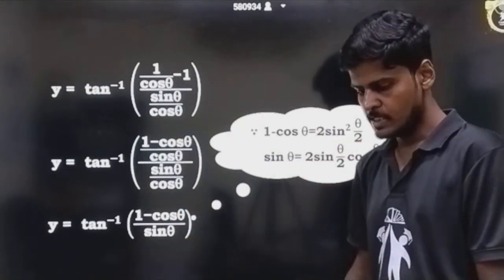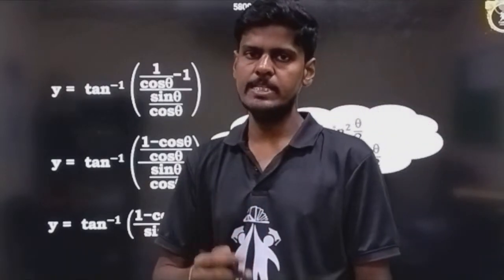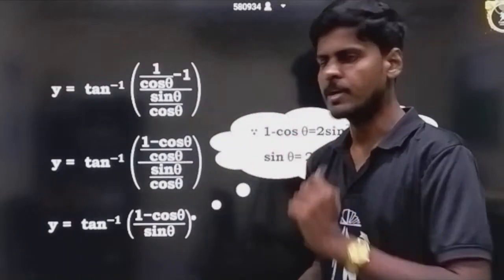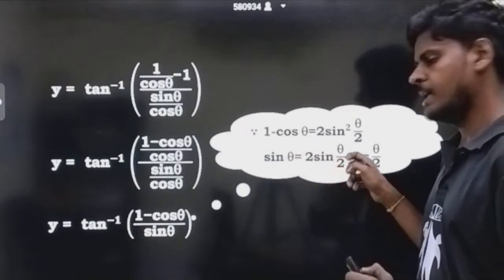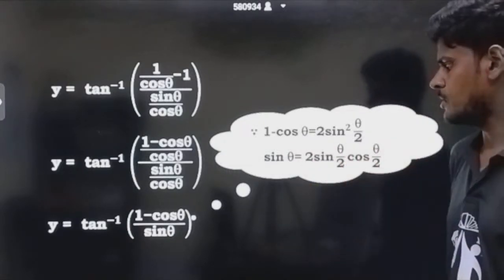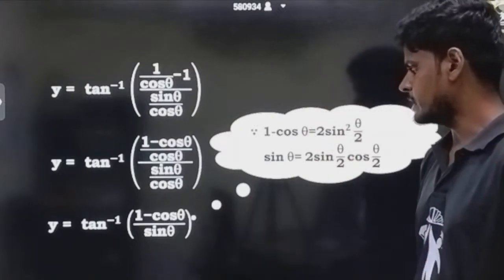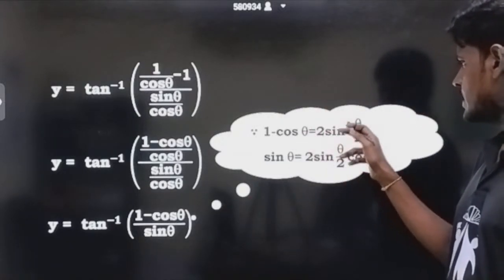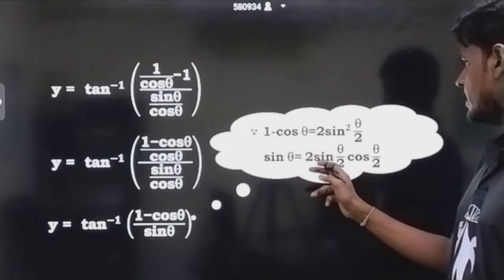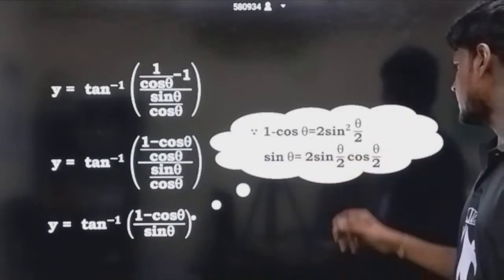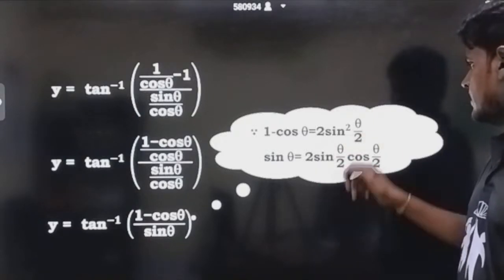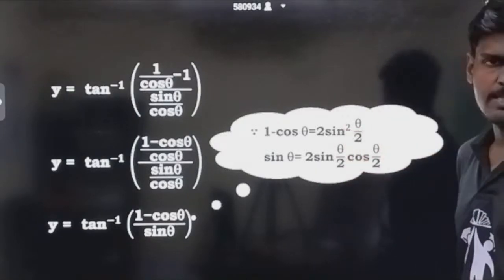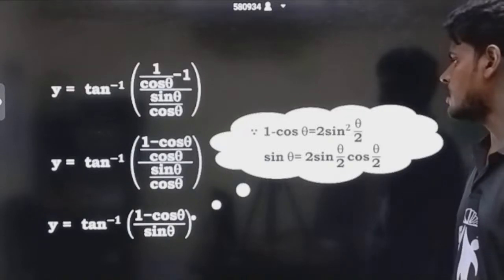Now sin theta, this is of the form sin 2 theta. Sin 2 theta is equal to 2 into sin theta into cos theta. So sin theta will become 2 into sin of half the angle theta by 2 into cos theta by 2. Now substitute these values here. That means in numerator we have 2 sin square theta by 2. In denominator we have 2 sin theta by 2 cos theta by 2. 2 will get cancelled. One sin theta by 2 will get cancelled. So we will be left with sin theta by 2 by cos theta by 2. And what is the sin by cos? Tan.